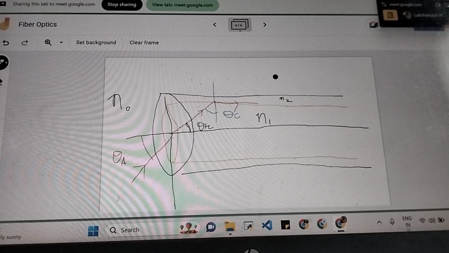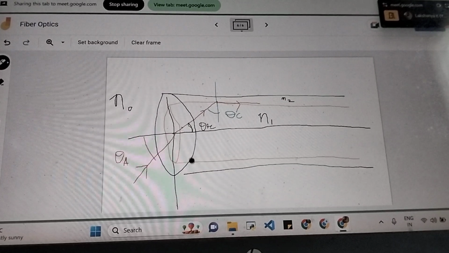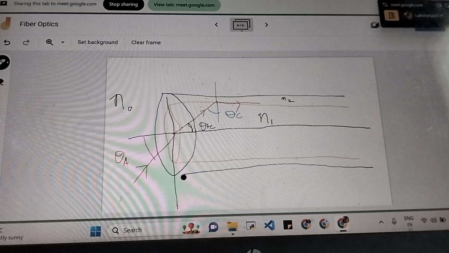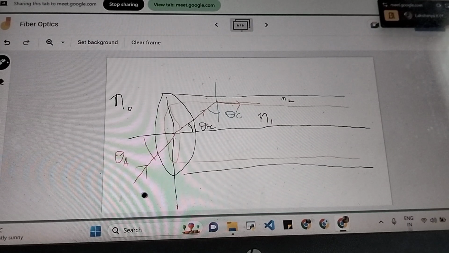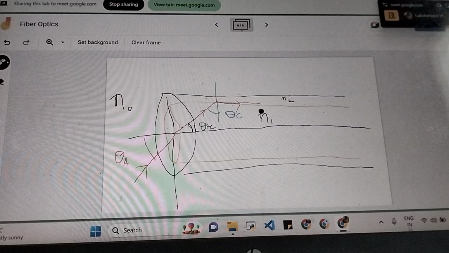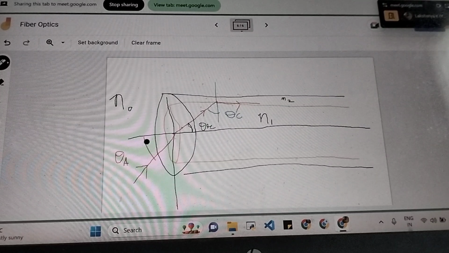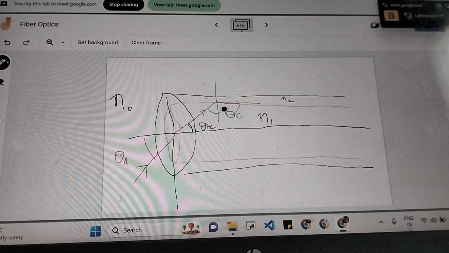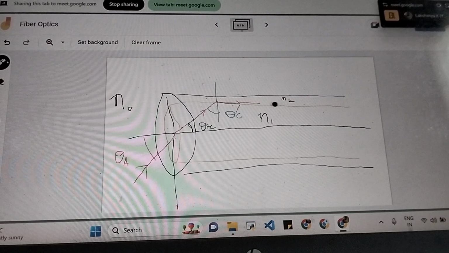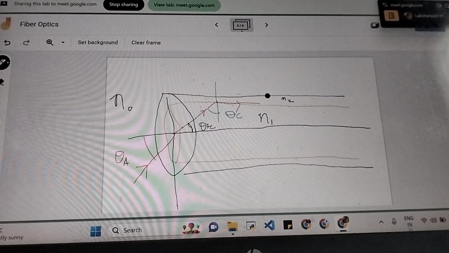Moving on to the derivation for numerical aperture and acceptance angle. This is again the same setup. The black color cylinder is your cladding, the yellow color one is your core. We are only going to be taking one ray this time. The red color ray is incident exactly at the acceptance angle. Hence it makes exactly the critical angle here, and the ray travels along the core cladding boundary.